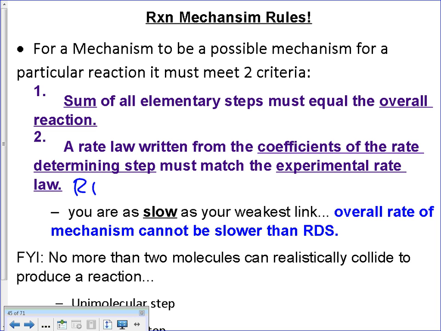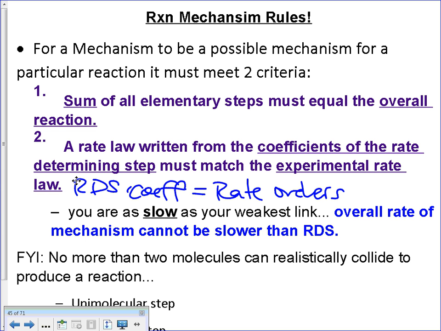So RDS coefficients, copy, equal rate orders. And that's something you will explain on an FRQ. It'll say, how did you know this proposed mechanism was viable? You would explain this. And if you don't say the word molecularity, you don't get all your points.